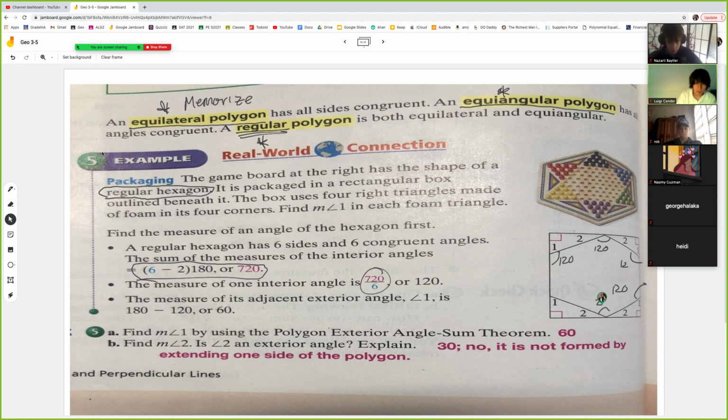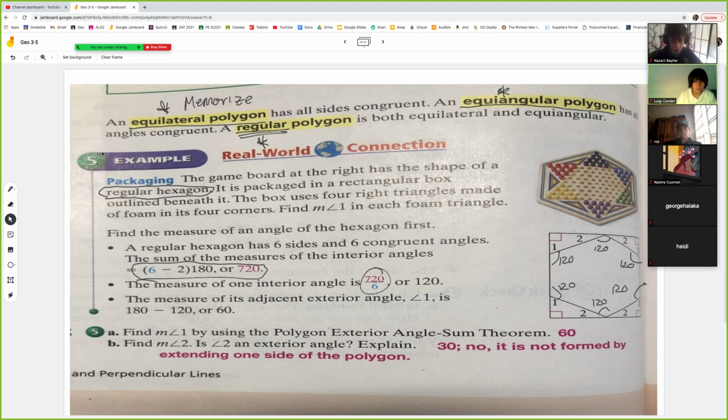How do we know that? Because it's a regular hexagon, so all the angles are identical. They are the same. If you add all those up, you get 720. Now, that's important. Why is that important? Because there are several things that we can find out by deduction.